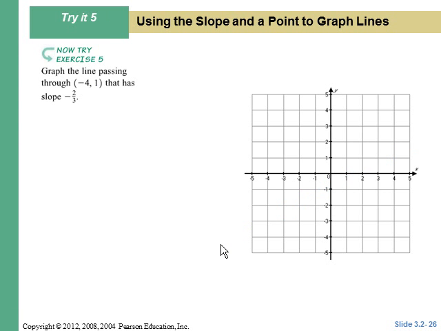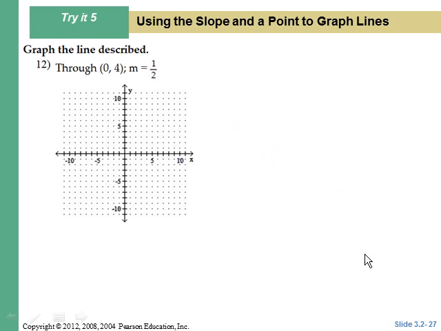So you do this one. Okay, so back 4, up 1. From there, go down 2, forward 3. Down 2, forward 3. Our line is going to be, oops, like that, kind of. How about this one? Over 0, up 4. From there, go up 1, forward 2. And our line is going to look like that.